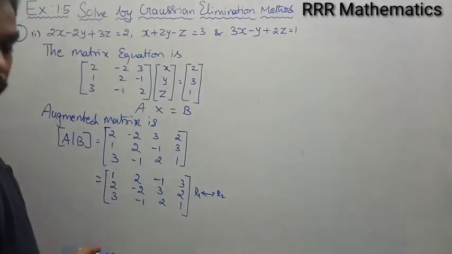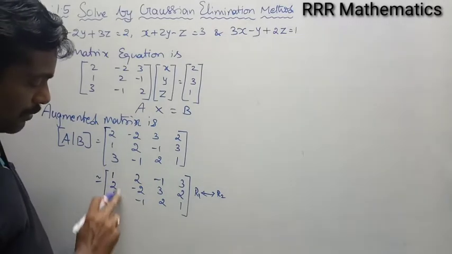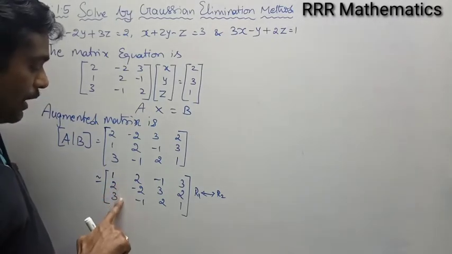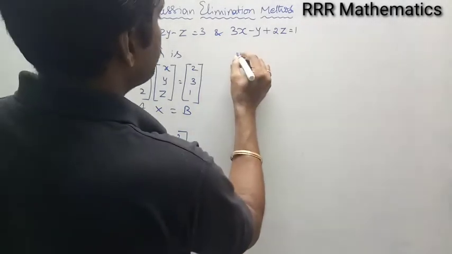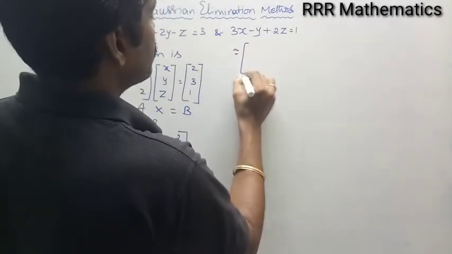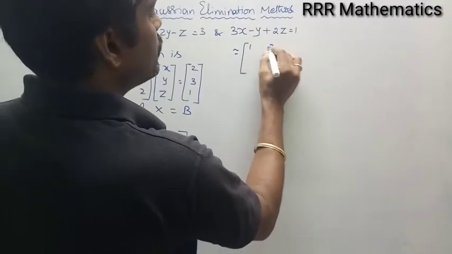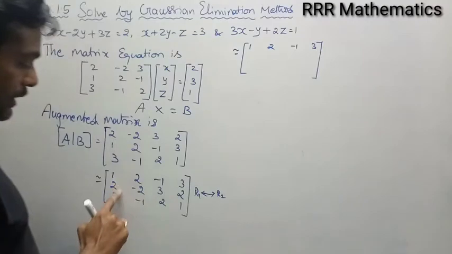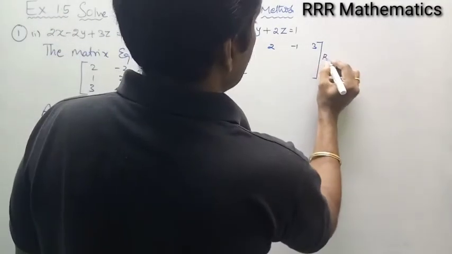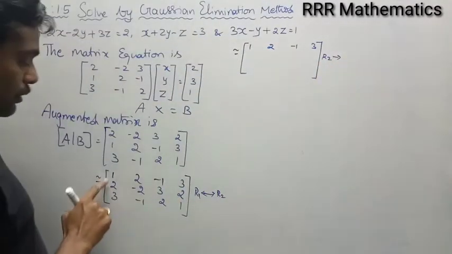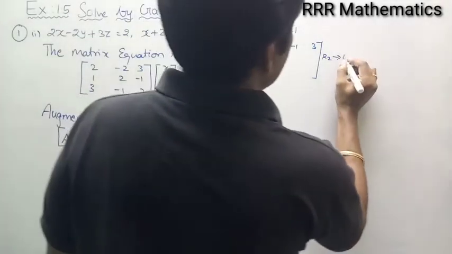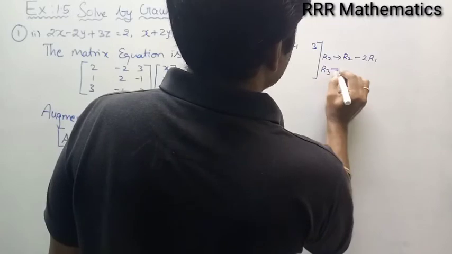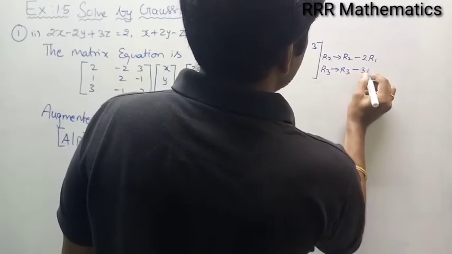To bring it into echelon form, the very first step is to bring zeros here and here by using R1. Leave the first row: 1, 2, -1, 3. I need 0 here and here. What am I going to do? In place of R2, see, both have the same sign, so I want to subtract: R2 minus 2 times R1. In place of R3, R3 minus 3 times R1.